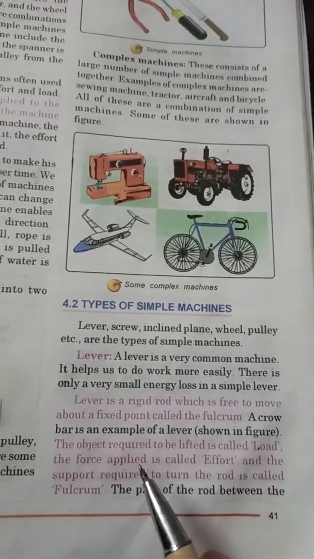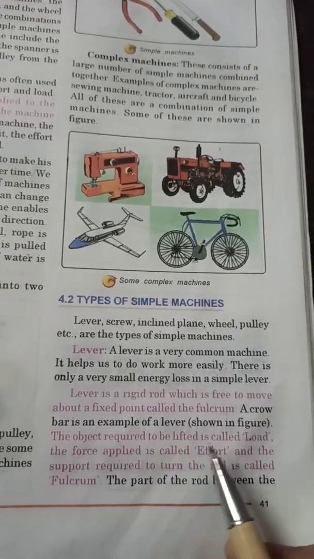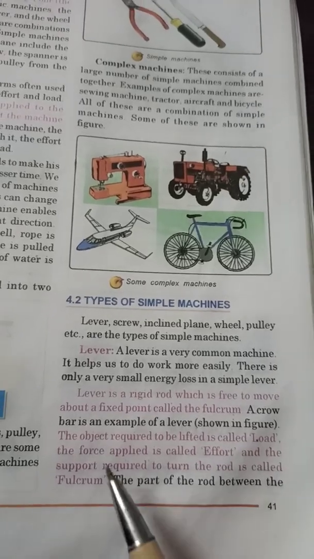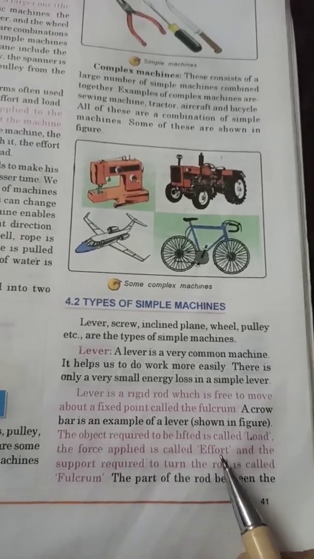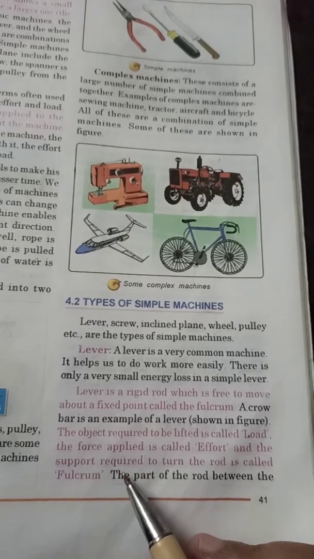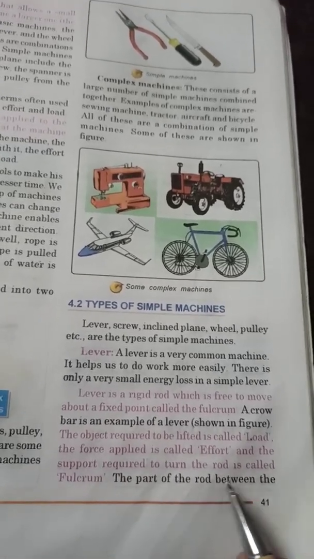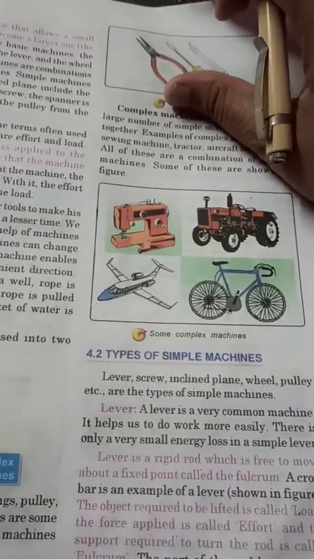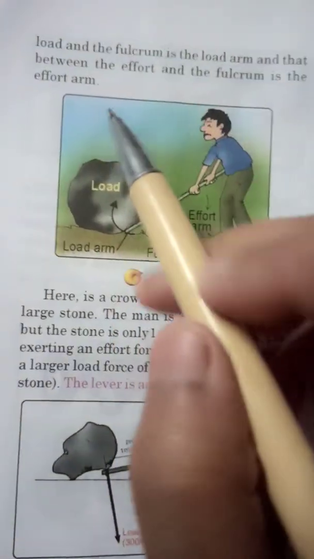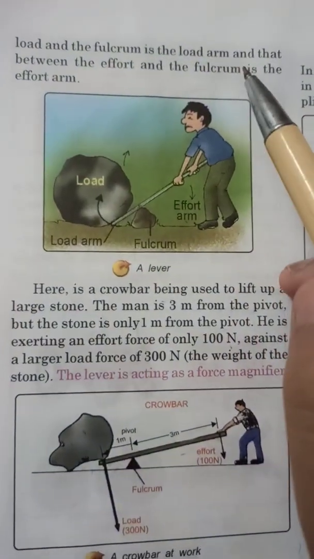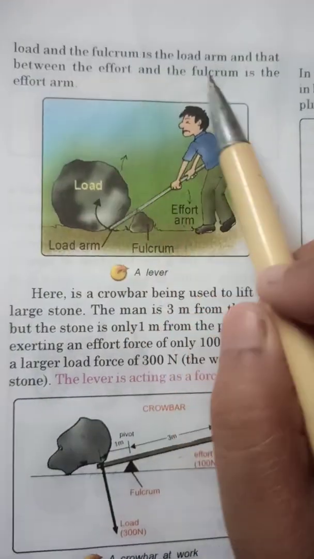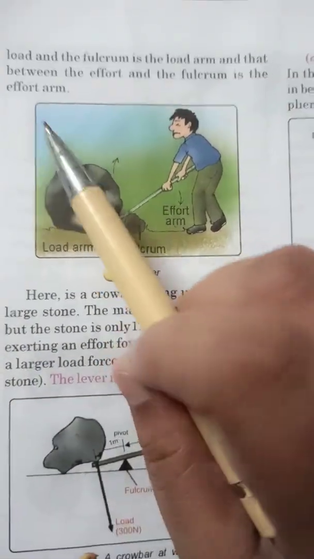Now the object required to be lifted is called the load, the force applied is called the effort, and the support required to turn the rod is called the fulcrum. The part of the rod between the load and the fulcrum is the load arm, and that between the effort and the fulcrum is the effort arm.